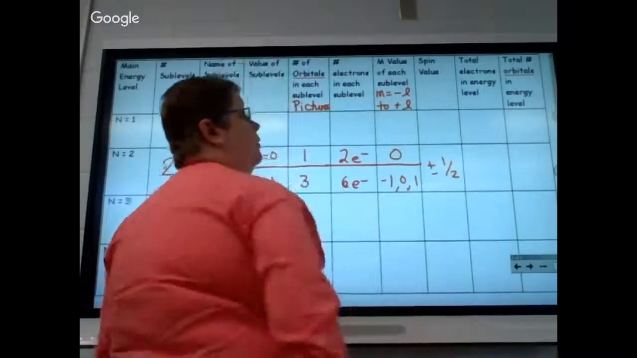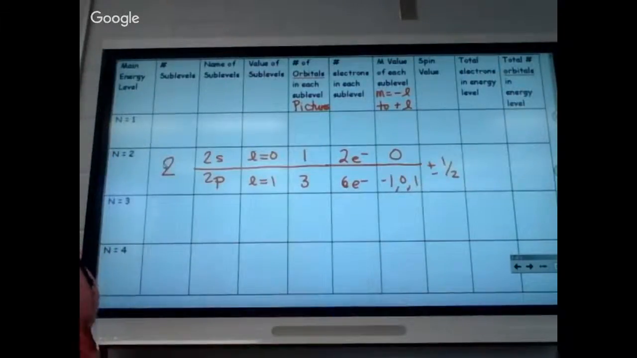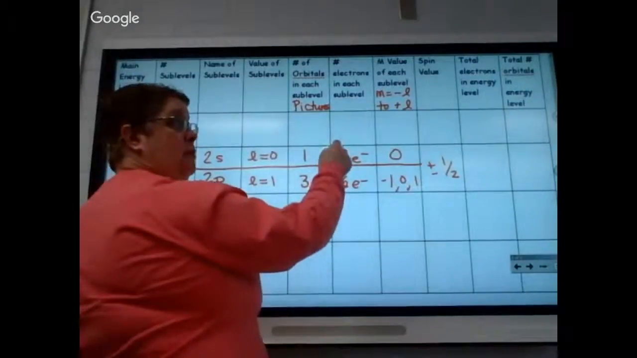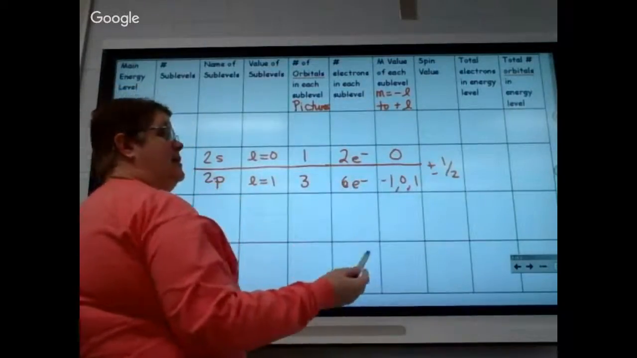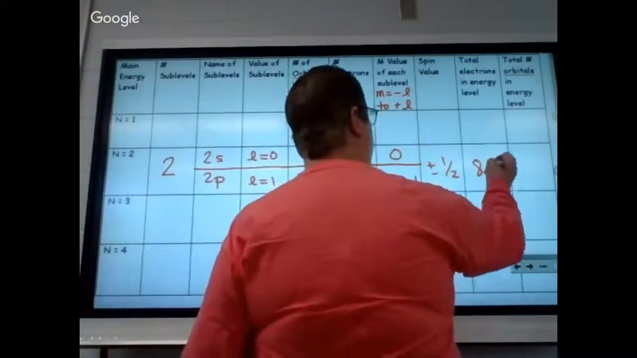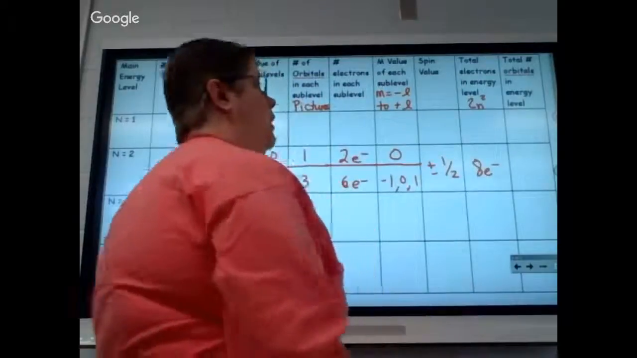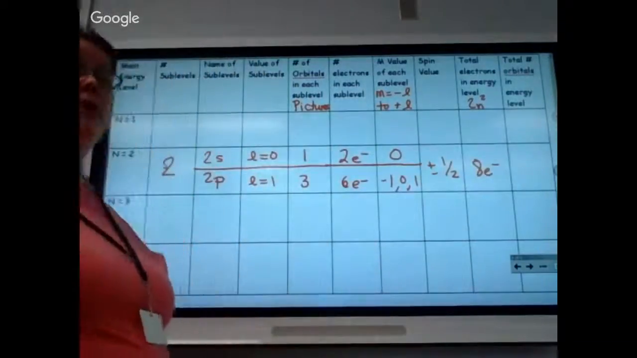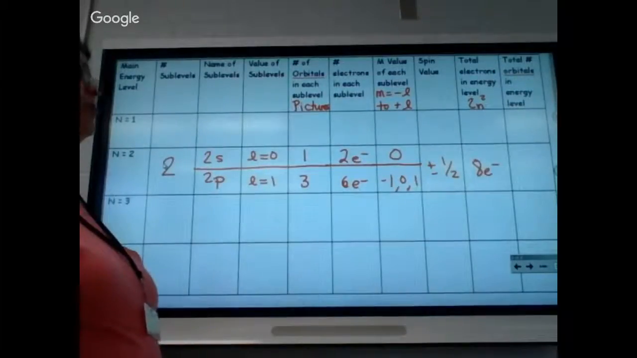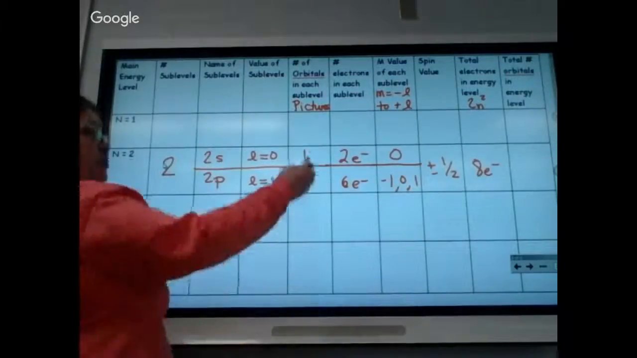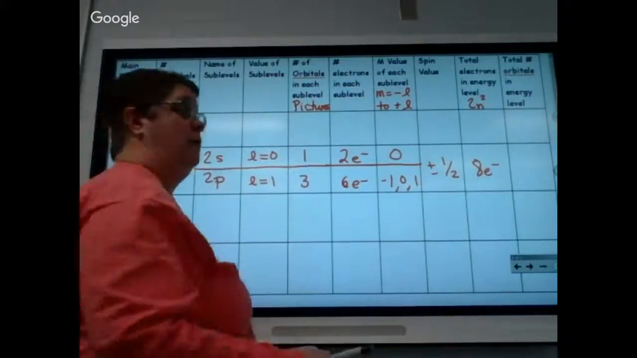All right. How many total electrons are in the energy level? Well, how many were in s? And how many are in p? So 2 plus 6 is 8. Or you could use 2n squared. I don't typically use 2n squared, but y'all are welcome to use it. Now, how many total orbitals are in the energy level? Well, how many orbitals are in s? How many are in p? So 1 plus 3 is 4.